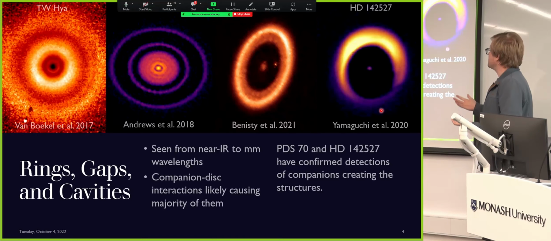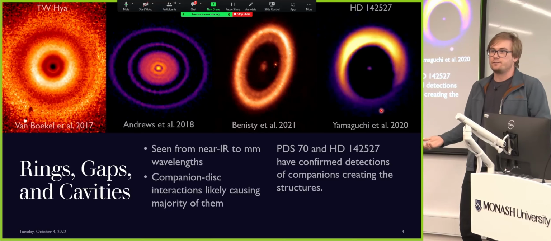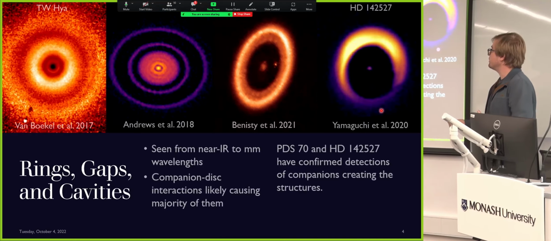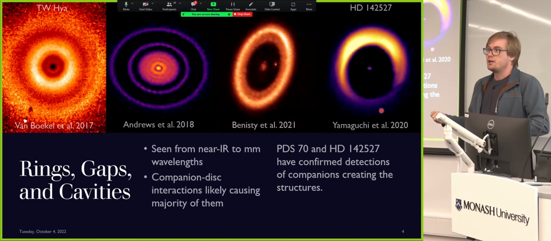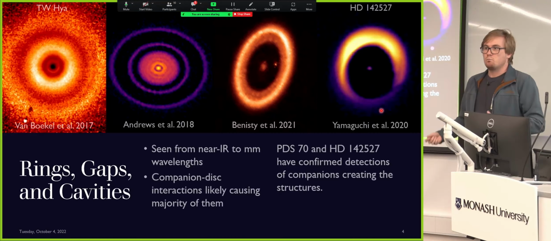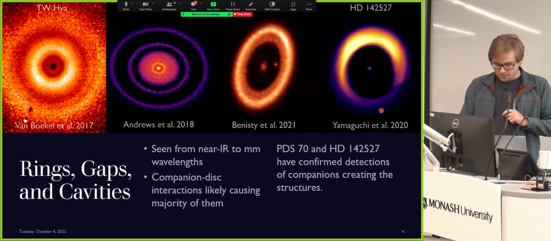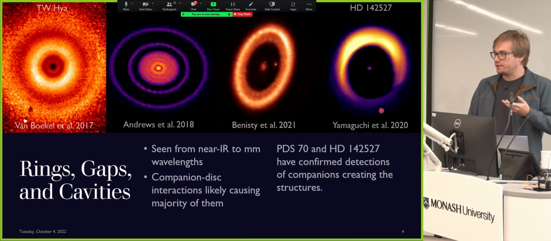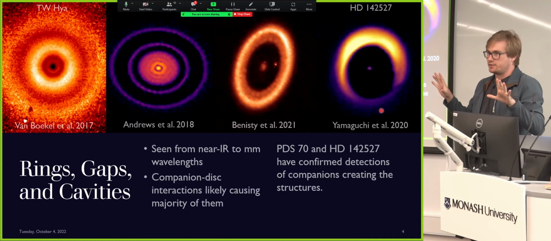So we have these examples where we know there's a companion, we can run a hydrodynamic simulation, and we can recreate the features we see in the disk. But in quite a lot of other disks, most other disks, we don't have any companion detections. And we are inferring, based on what we see, what might be causing these features. So those two previous things, the spiral arms, the cavities, the gaps, and the rings, they just show you a snapshot image of what the structure of the disk is like.